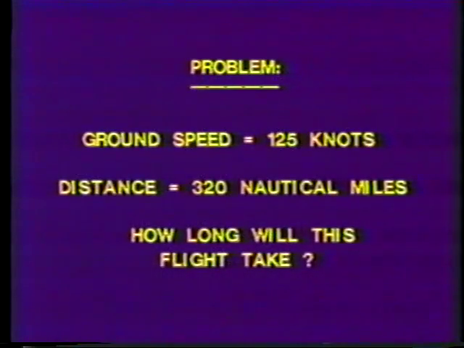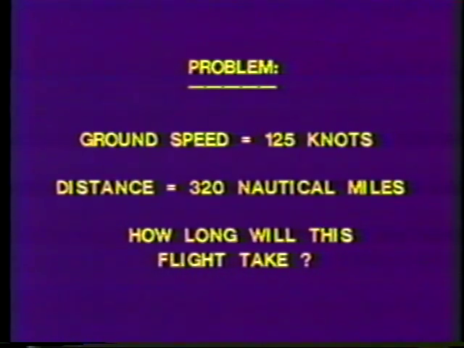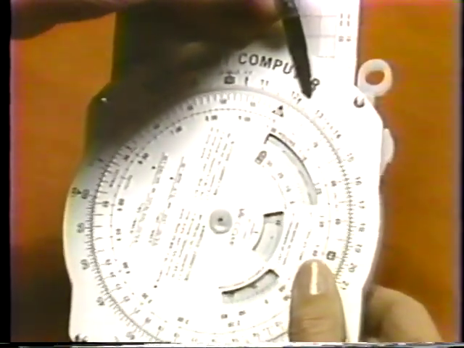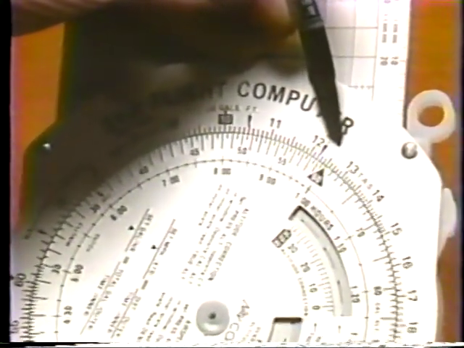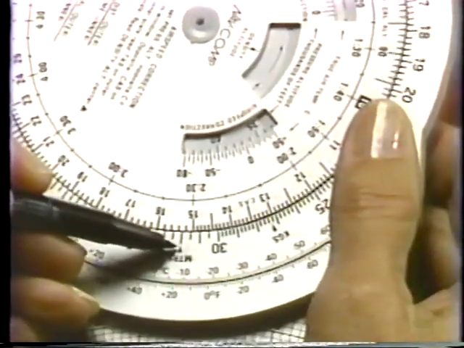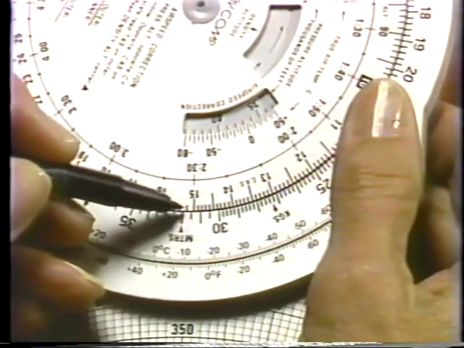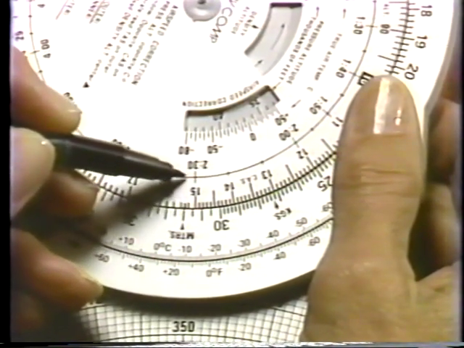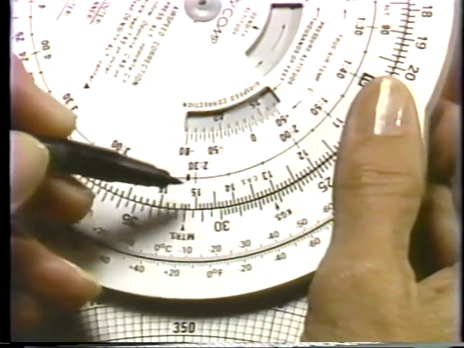For practice, let's do one more. Ground speed is 125 knots. The distance flown is 320 nautical miles. How long will this flight take? Place the rate arrow below 125 on the A scale. Locate 32 on the A scale. Read below on the B scale 153 minutes. Continue down to the C scale to read 2 hours, 33 minutes.